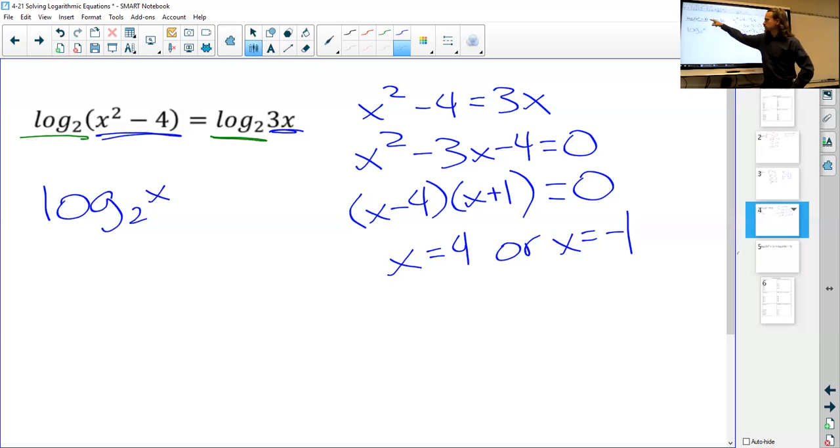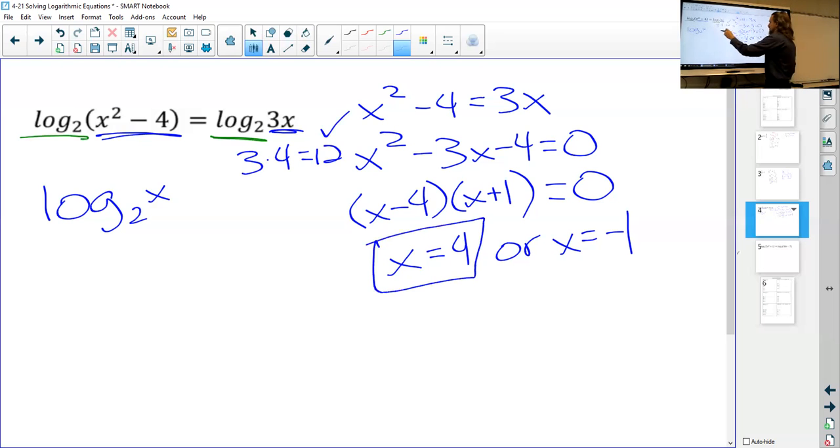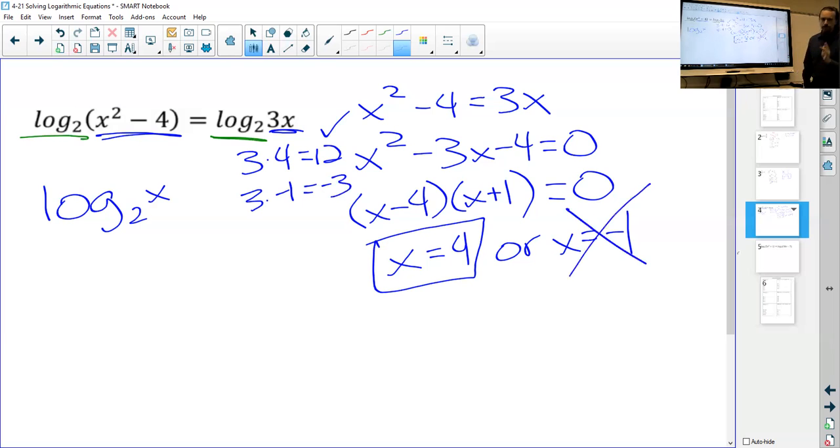So I can put in either x squared minus 4 or 3x. 3x is a little bit easier, right? So if I say 3 times 4, that's 12. So that's good, right? It comes out to a positive. That's a valid answer. But if I say 3 times -1, I get -3, and that cannot work. So this x equals -1 is an extraneous solution, so we don't need it.